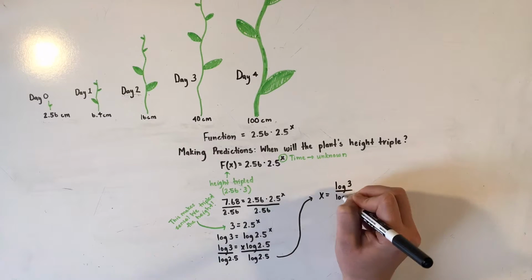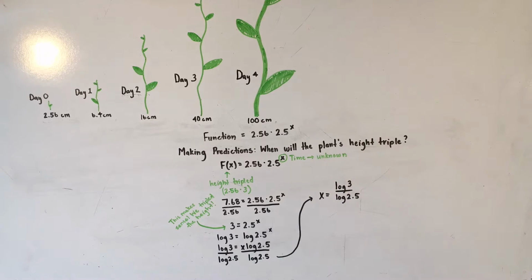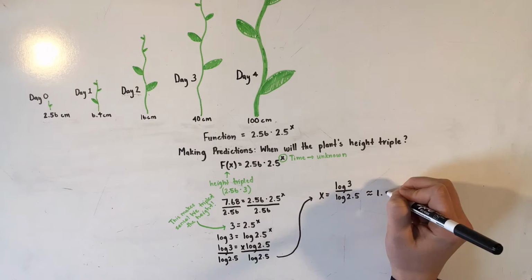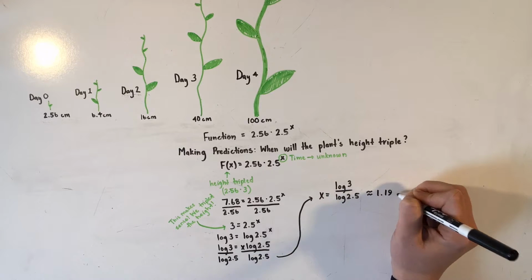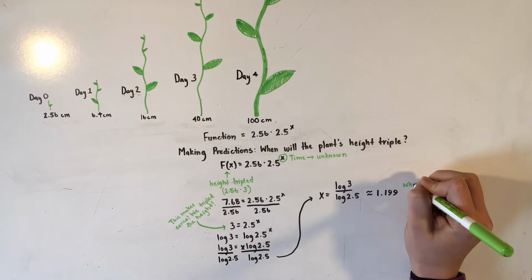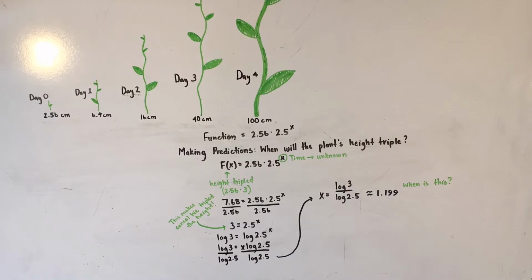Type in log 3 divided by log 2.5. Pause here to see if you can get the correct answer before I write it on the screen. You should get 1 and 199 thousandths. But what time does this actually represent?